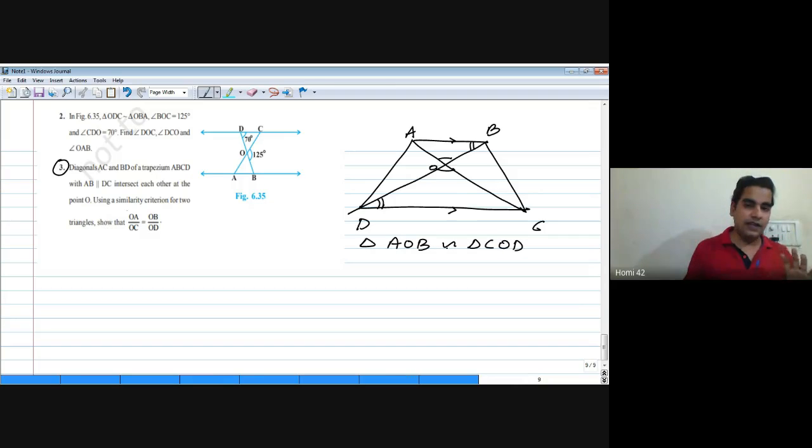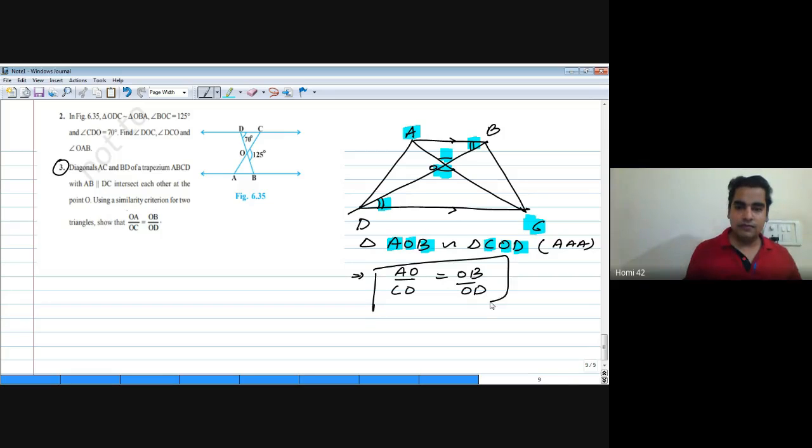Look, there is a way we write this similarity. As angle A is equal to angle C, corresponding to A, you should be writing C. Angle O of this is equal to angle O of this, so corresponding to O, we write O. Since angle B of this triangle is equal to angle D of this triangle, corresponding to B, you have to write D, right? So these two triangles are similar by triple A rule. And if these two are similar, you can say AO upon CO is equal to OB upon OD, right? So that proves our result. That's it.